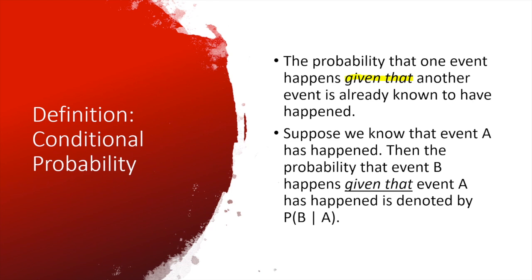So suppose that we know that event A has already happened. The probability that event B happens given that event A has already happened is denoted as the probability of B given A. So you see this notation with the capital P and then parentheses, event B given A. This vertical line here is what shows up a lot in probability problems. This vertical line is what means "given that."